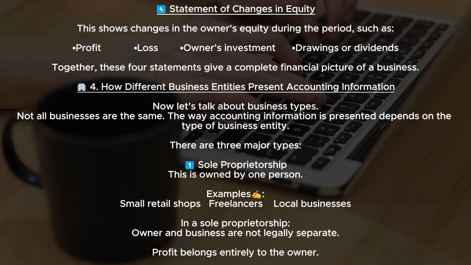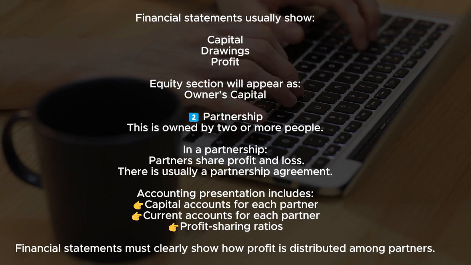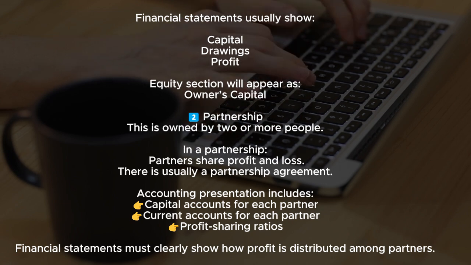1. Sole proprietorship. This is owned by one person. Examples: small retail shops, freelancers, local businesses. In a sole proprietorship, owner and business are not legally separate. Profit belongs entirely to the owner. Financial statements usually show capital, drawings, profit. Equity section will appear as owner's capital.